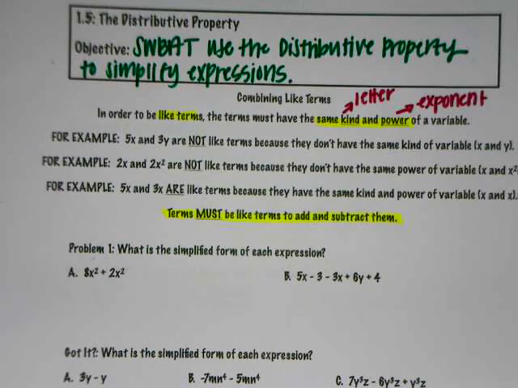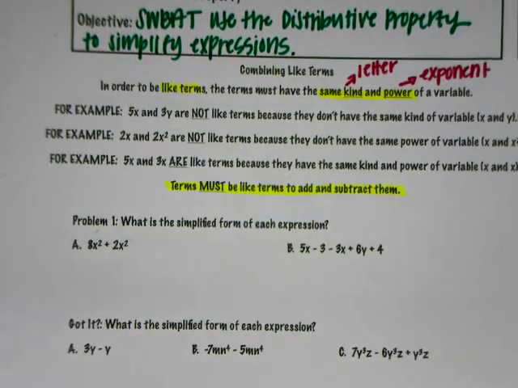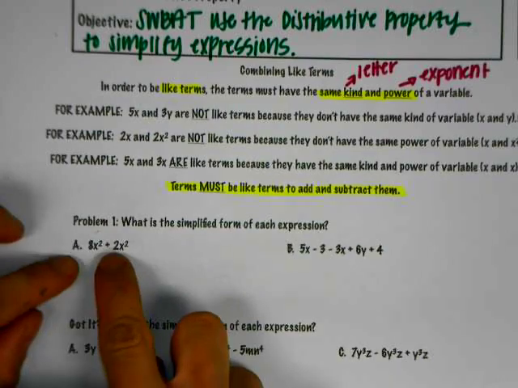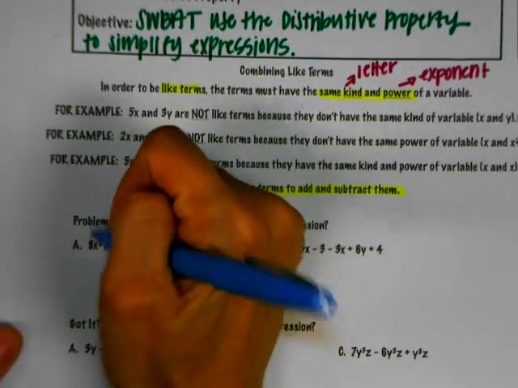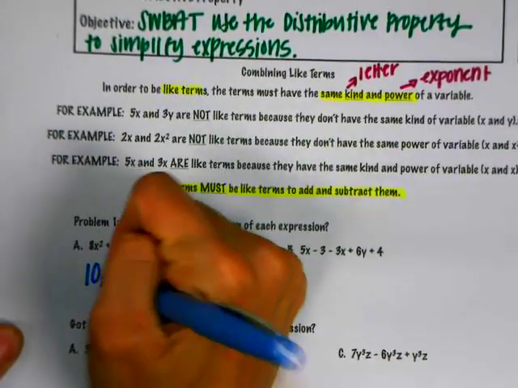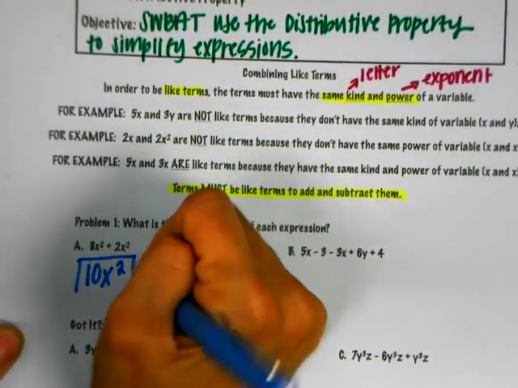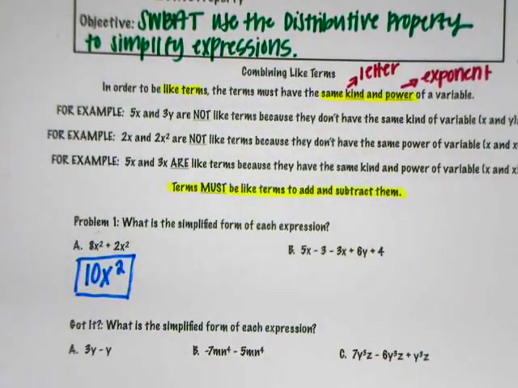All right, so for problem 1, for A, we have 8x squared plus 2x squared. So when you're combining like terms, adding and subtracting, you keep the same kind and power. It's just the numbers in front, which are called coefficients, those get added or subtracted. So you would add the 8 and the 2 to make 10, so it would be 10x squared. Okay.